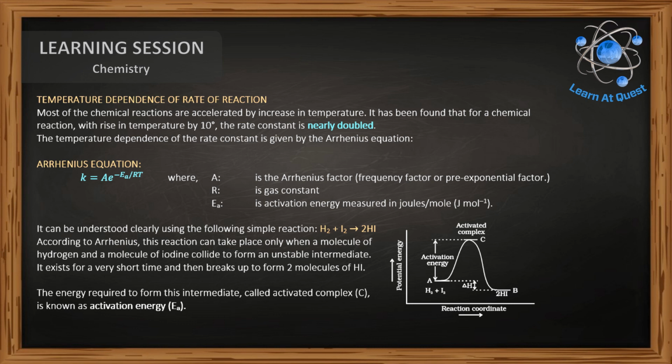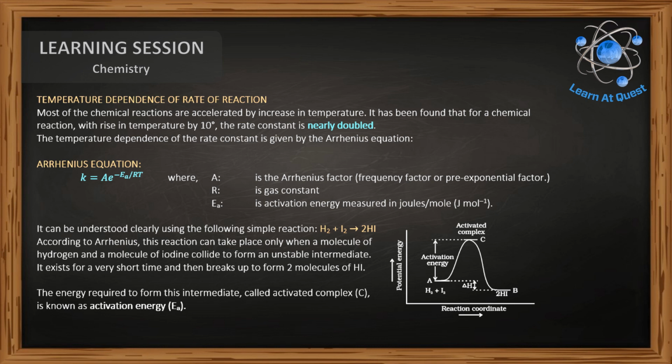In the Arrhenius equation here, K is the rate constant of the chemical reaction at that particular temperature T. T is the temperature in units Kelvin. A is the Arrhenius factor, which is also known as frequency factor or the pre-exponential factor. The Arrhenius factor A is a constant specific to a particular reaction. In the equation, R is the gas constant and Ea is the activation energy, which is measured in the units joules per mole. Let us understand activation energy by taking a simple illustration.